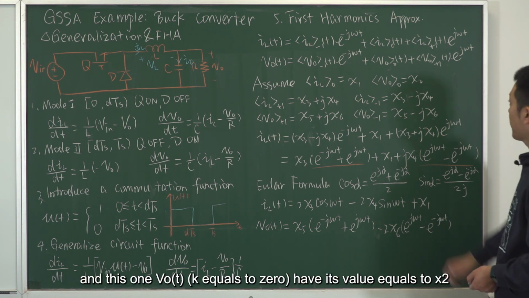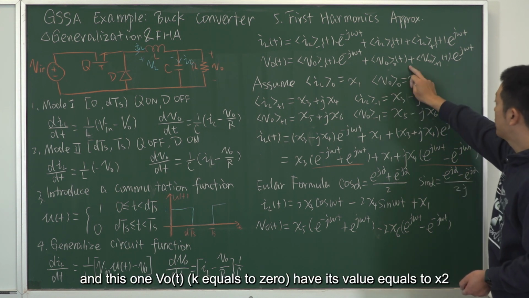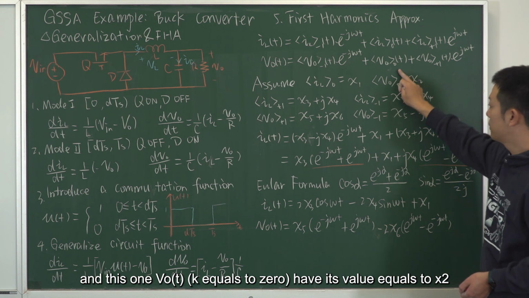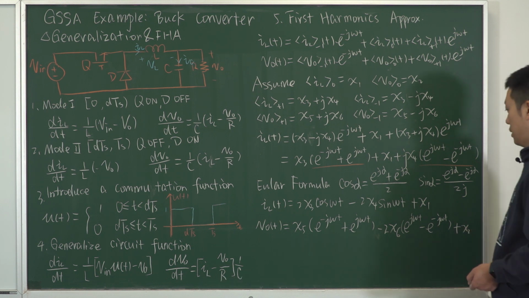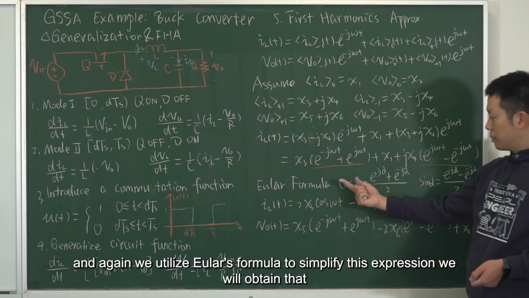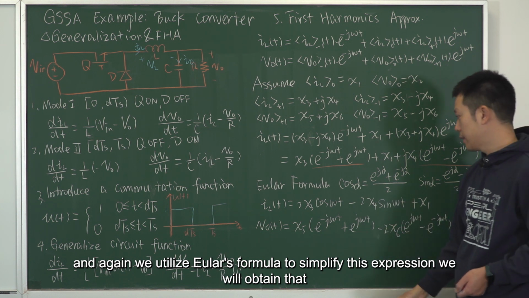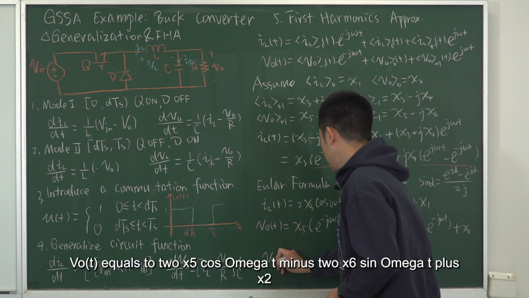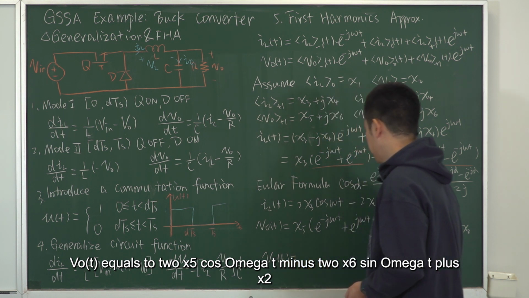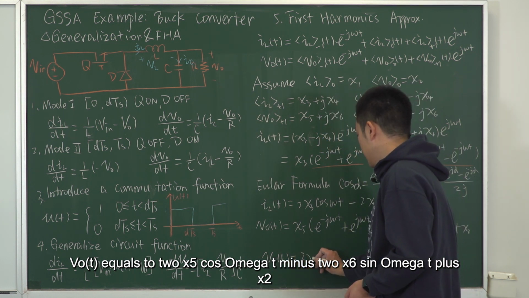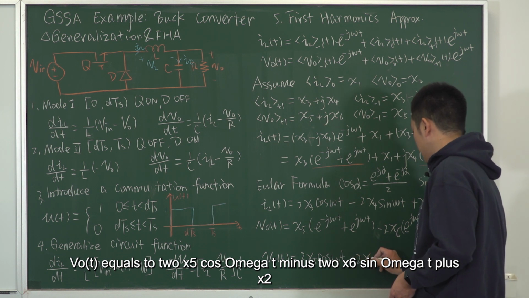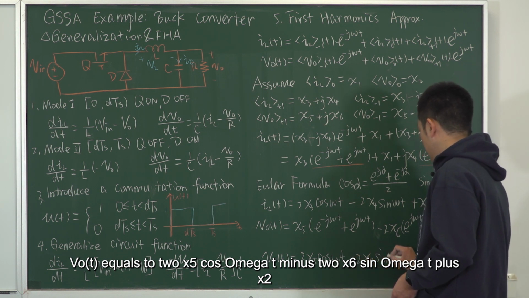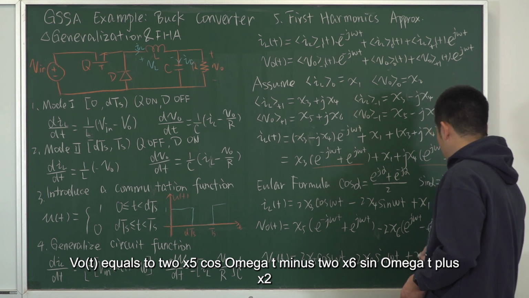And this one, VO(t) with k equals 0, has its value equal to x2. So x2 as it is. And again, we utilize Euler's formula to simplify this expression. We will obtain that VO(t) equals 2x5 cosine omega t minus 2x6 sine omega t plus x2.